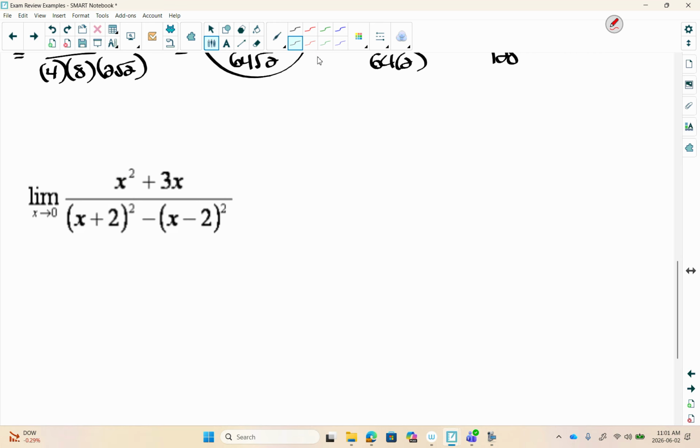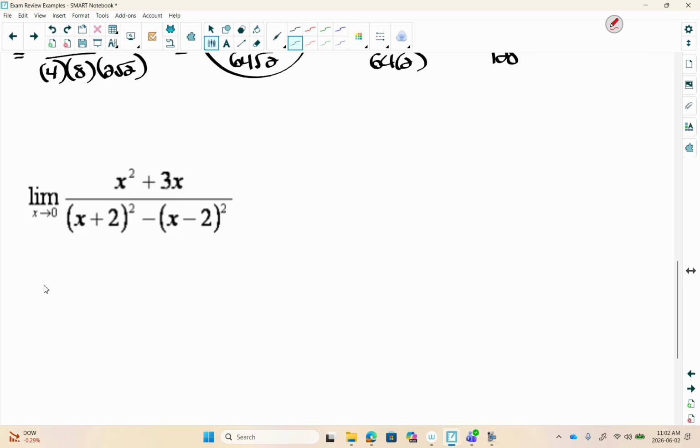Next one, if I fill zeros in, I get 0 because 0 squared is 0. 3 times 0 is 0. This would be 0 plus 2, 4. 0 minus 2, negative 2. Sorry, 0 plus 2 is 2 squared, 4. 0 minus 2, negative 2 squared, 4. 4 minus 4 is 0. So that's no good. That's called an indeterminate limit.